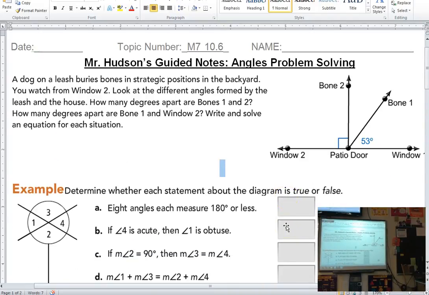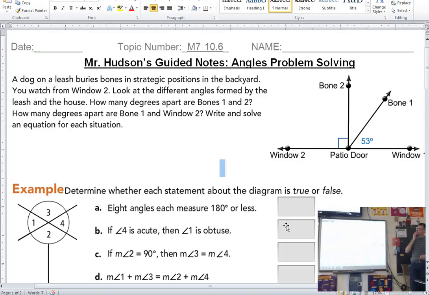So, my dogs are kind of crazy. And we have our patio door, and then imagine with me that we have a window here and a window there. My house is not actually set up like that. But imagine, that's the back of our house. So we know the back of your house is a straight line.